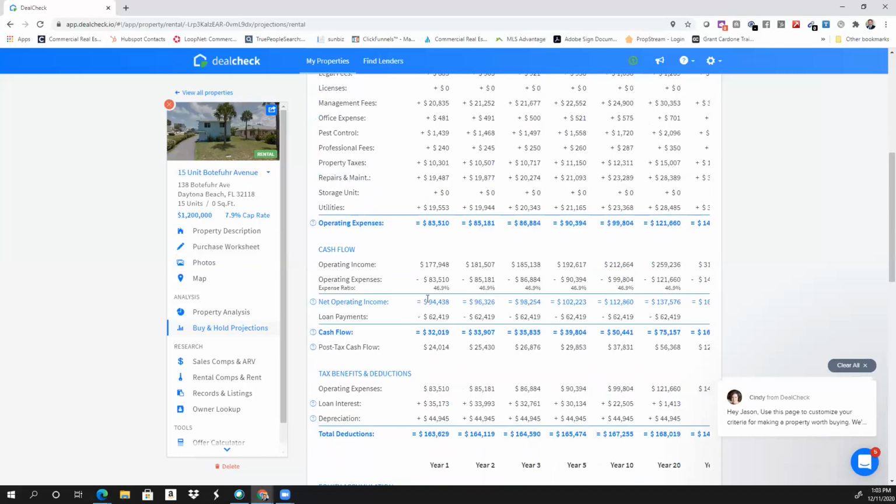So you could say, or the evaluation. You might not know the price yet, and you're trying to figure that out. Well, if you get the NOI, the net operating income, and you know it's 94,438, and you know that the cap rate around town or in that market is an 8 cap, you divide that net operating income by 0.08.